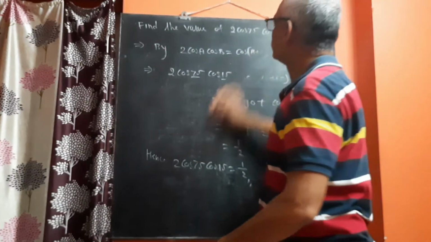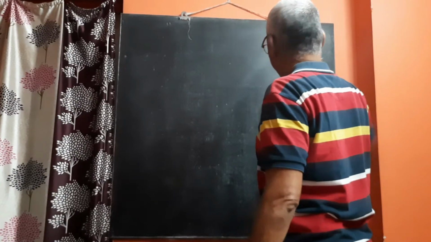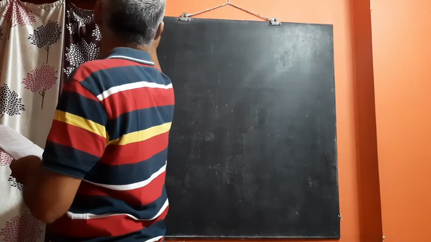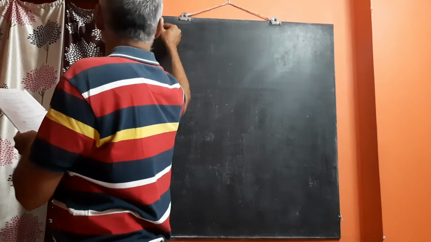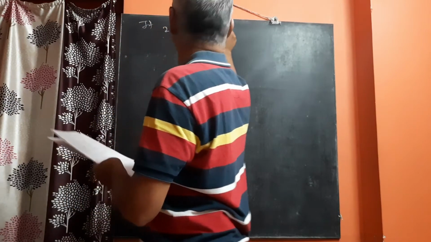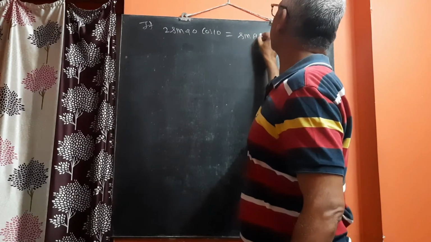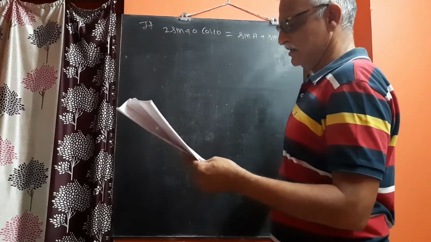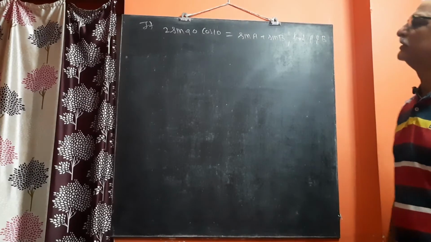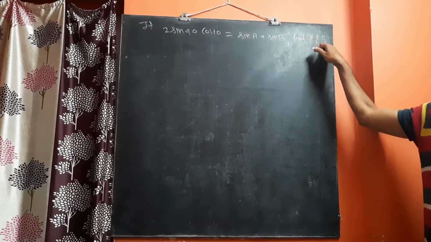The third one: if 2 sin 40 into cos 10 is equal to sin A plus sin B, find A and B. We have to find out the values of A and B.